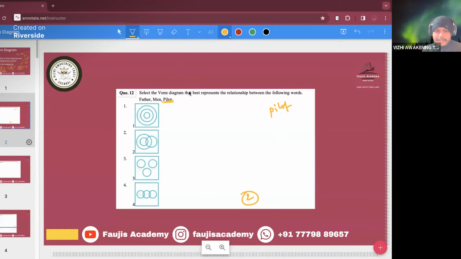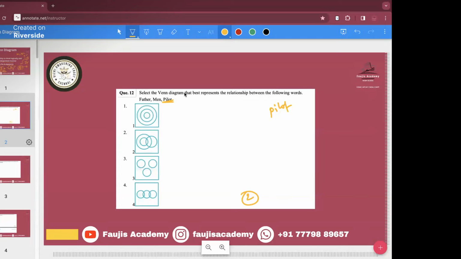Yes, guys. Yes, Harita, can you please come front and tell the class what you thought? What was your logic behind choosing two as your option? Pilot can be both men and women, so it is separately in a circle. And father comes inside the men, and any father can also be a pilot. So it is option two, I think, sir. Yeah, absolutely.